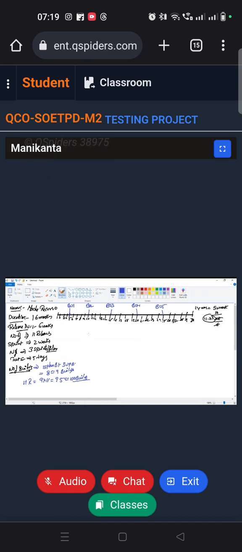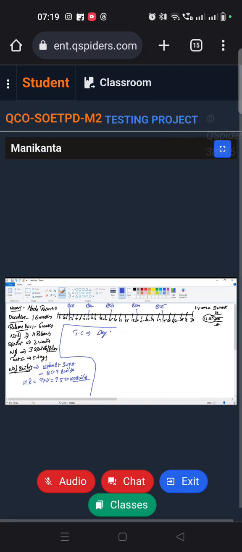Next, what do we need to calculate? Test cases. First, I need to calculate days for system study. How many days have we spent on system study? Day 1, sprint plan meeting 1. Day 6, sprint plan meeting 2. Day 11, meeting 3. Day 16, meeting 4. Day 21, meeting 5. Day 26, meeting 6. So 6 days.